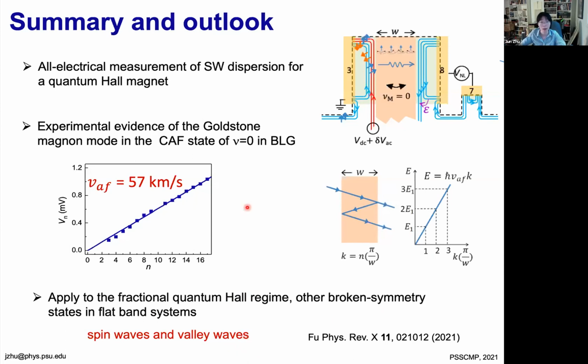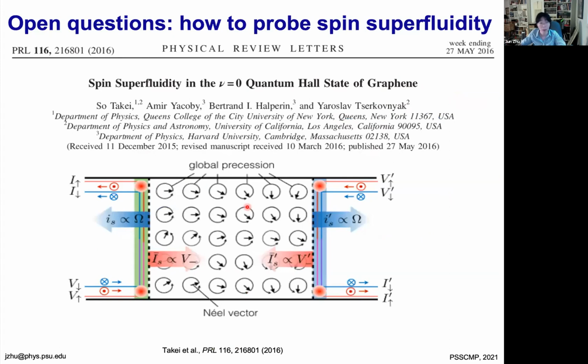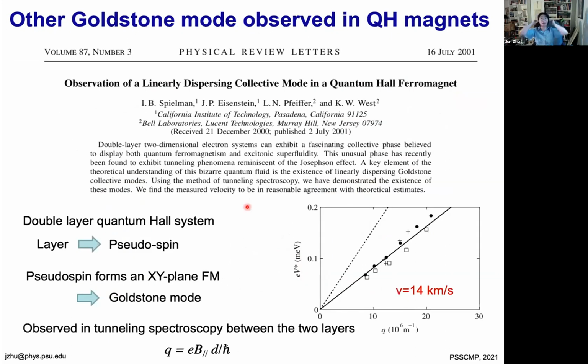And maybe I'll end on this slide because Jim Eisenstein is coming after, and I think he's going to tell you about double layer systems. I just want to put in a sort of a teaser here that the double layer system, in fact, is another system that has XY plane ferromagnetism that supports the Goldstone mode. And you might hear from Jim on these experiments.